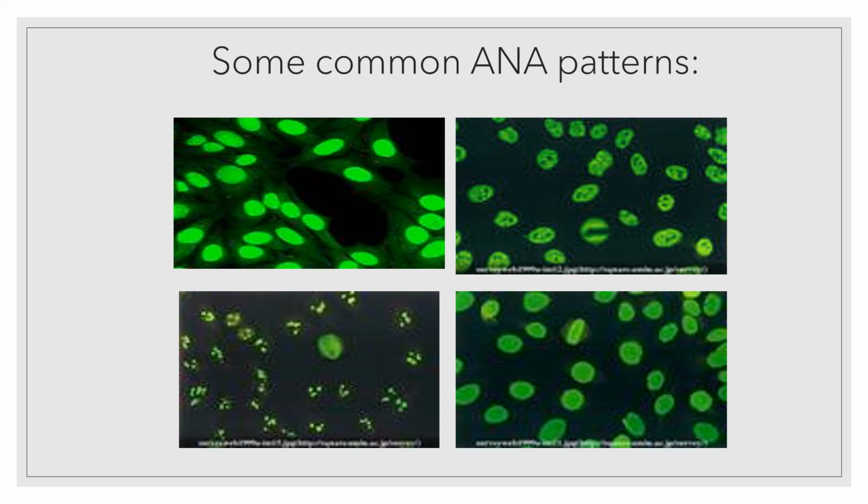So for example, if you have a homogeneous pattern, your patient may have lupus. If you have a speckled pattern or a nucleolar pattern, your patient may have rheumatoid arthritis. Those are just examples.